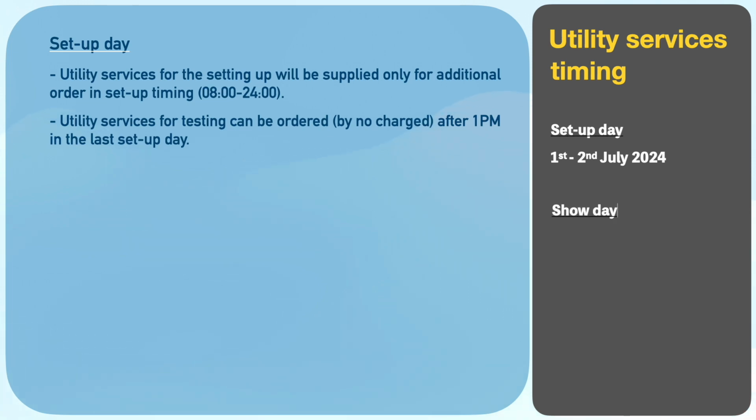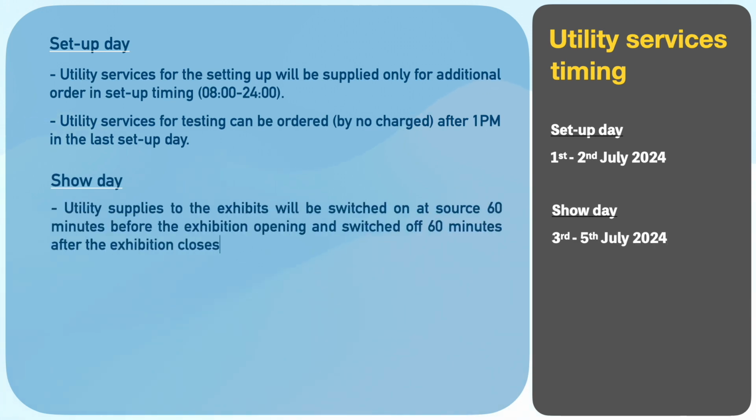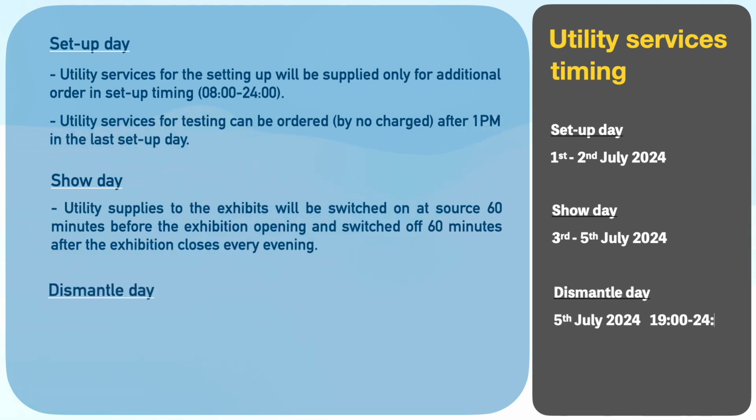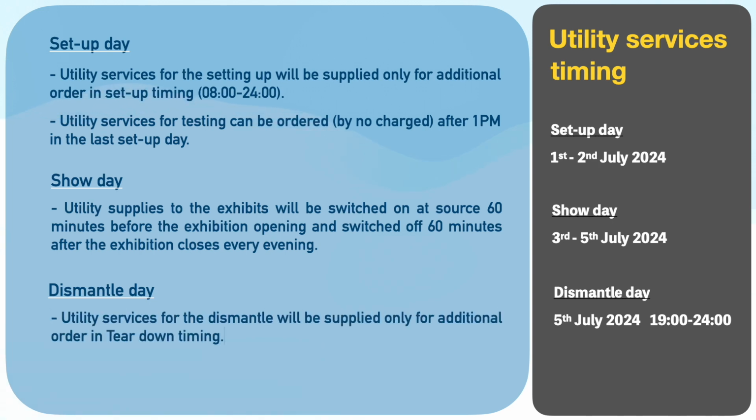On the day of the event, which is from July the 3rd to the 5th, the system will be turned on approximately 60 minutes before the opening of the event, and will be turned off approximately 60 minutes after the end of the event. And for the dismantling time, the control system will be turned off at 6 p.m. on the last day of the exhibition, which is July the 5th. The reserved dismantling service will begin from 7 p.m. to midnight.